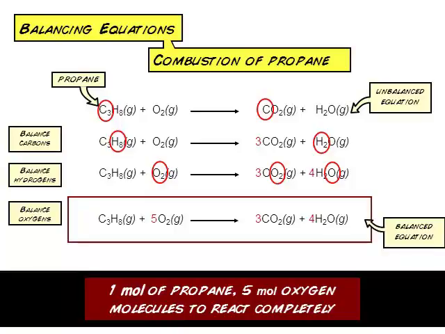We can now see, using this balanced equation, how many moles of propane will react with how many moles of oxygen. We can see if we have 1 molecule of propane, it needs 5 molecules of oxygen to react completely. This means that 1 mole of propane will need 5 moles of oxygen to react completely.